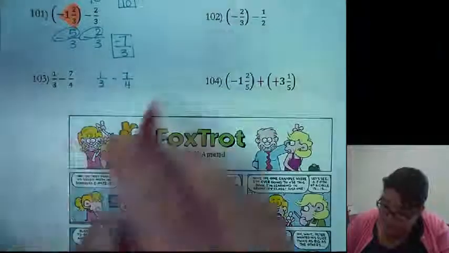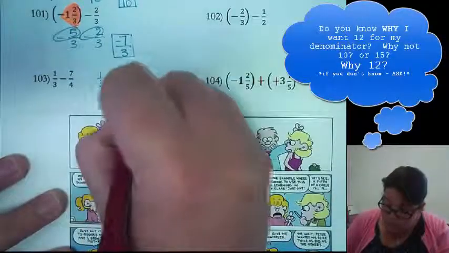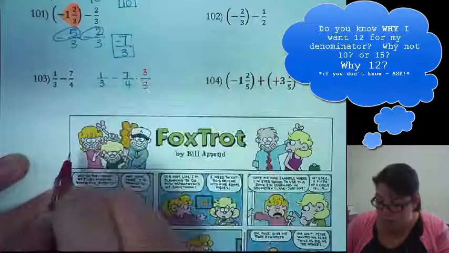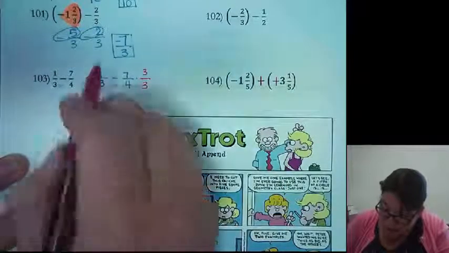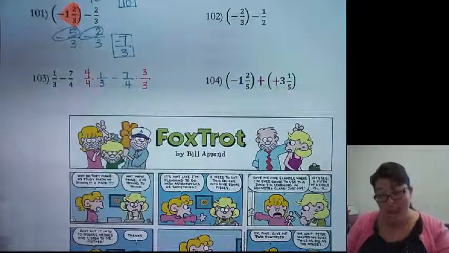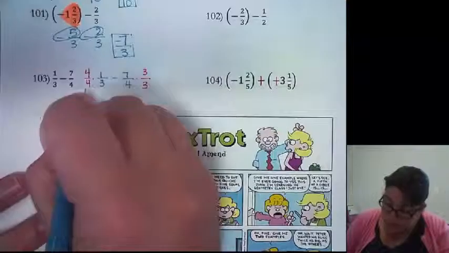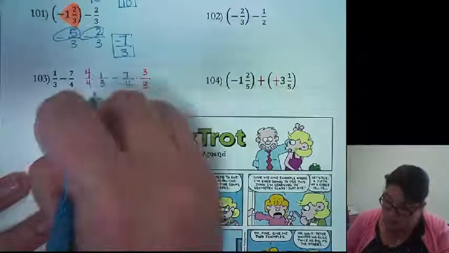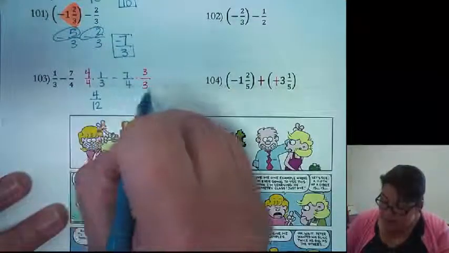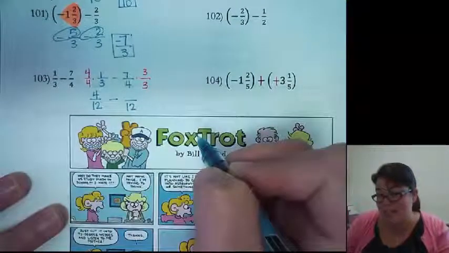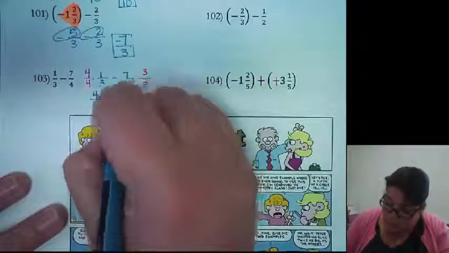So rewrite it. To get 12, I would have to multiply 4 by 3. So I'm going to multiply by 3 over 3. To get 12 on this side, I have to multiply by 4. So I'm going to multiply by 4 over 4. Now, 4 times 3 is 12 in the denominator, just what I've always wanted, and 4 times 1 is 4. On this side, I'm going to keep my negative. 4 times 3 is 12 in the denominator, and 7 times 3 is 21.